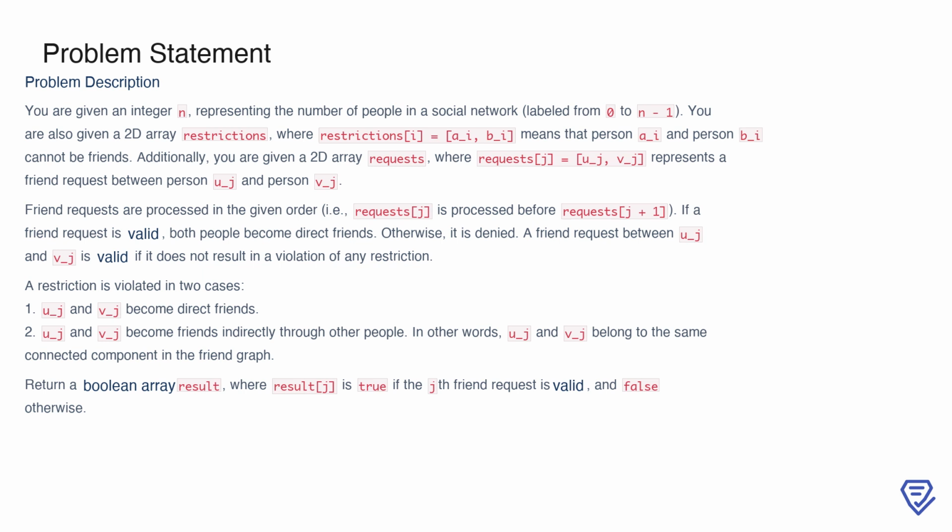A valid friend request means that accepting it does not violate any restrictions. A violation occurs if the two people in the request either become direct friends or are indirectly connected through other people, forming the same connected component in the friend graph. The final output is a Boolean array result, where each entry indicates whether the corresponding request is valid or not.